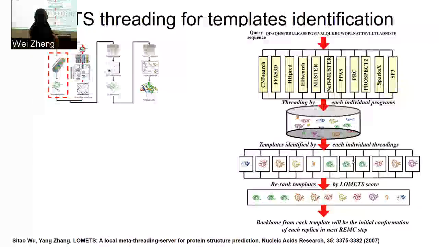Actually, when we benchmark the results, for some proteins one program may be better, but for other targets another program may be better. So that's why we use the meta method, to combine the advantages of different single threading methods.